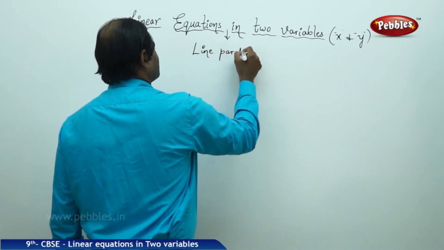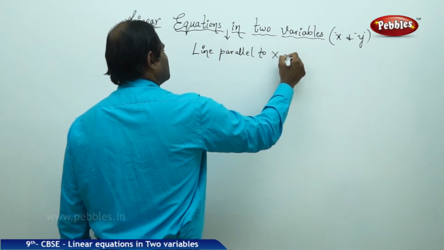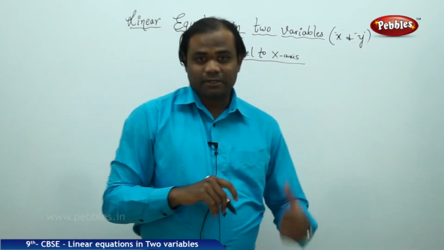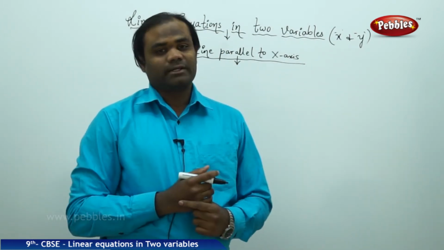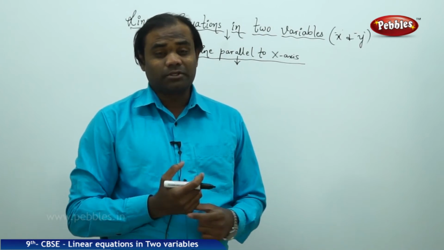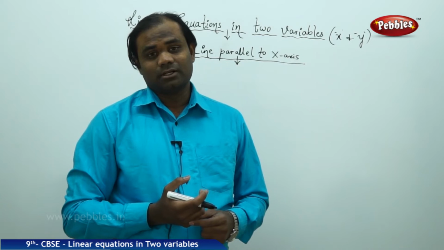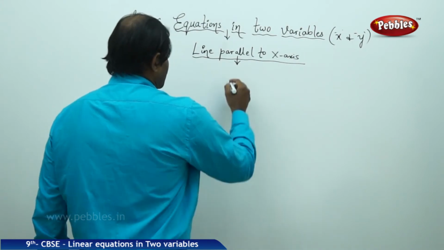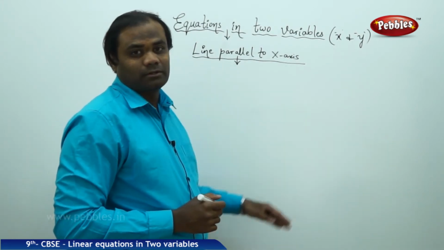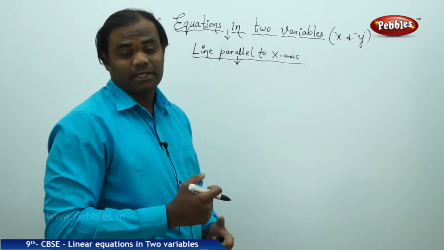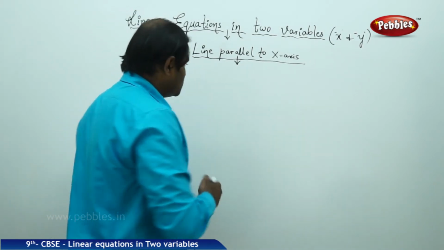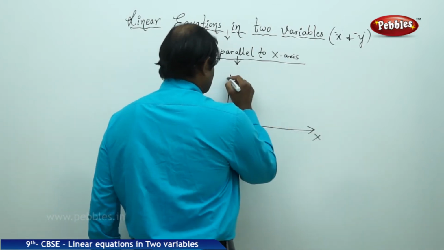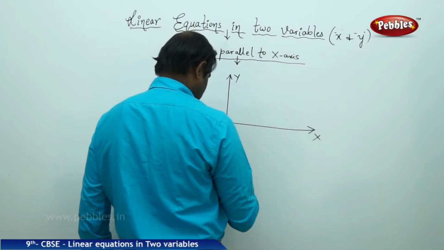Line parallel to the x-axis. So let's take the first case of a line parallel to the x-axis. What would be the equation of a line parallel to the x-axis is the investigation in today's session. Let me take a Cartesian plane to investigate a line parallel to the x-axis and its respective form. So I take the x-axis and the y-axis and the origin.